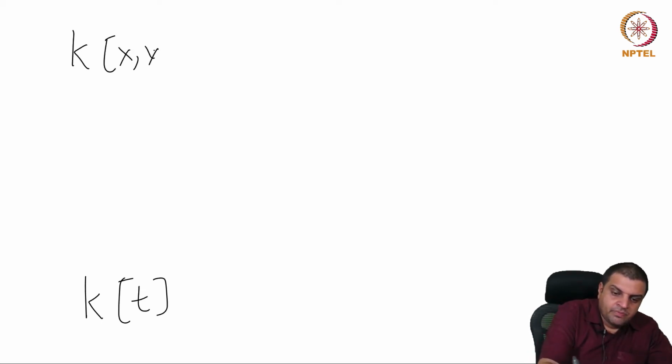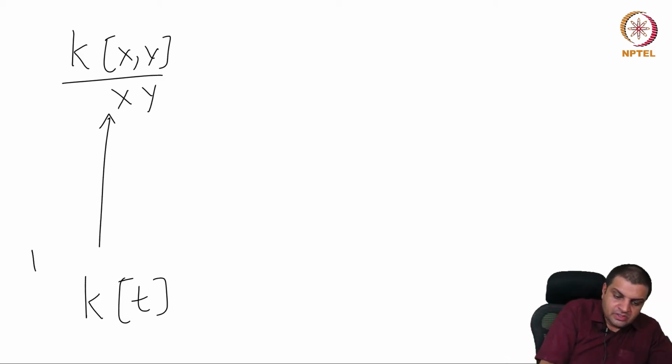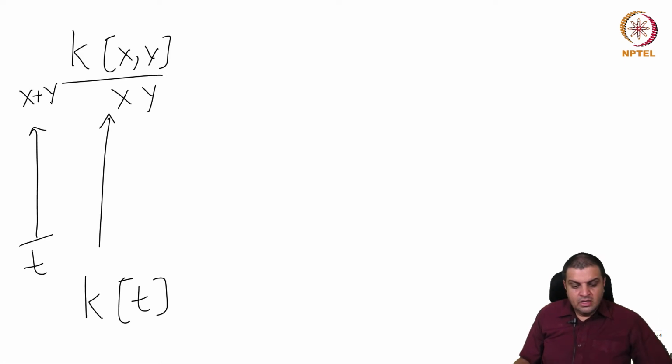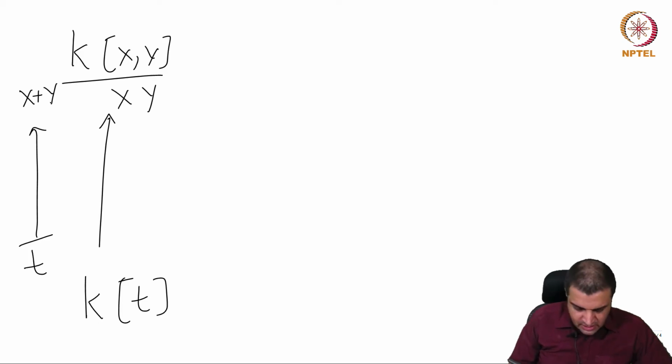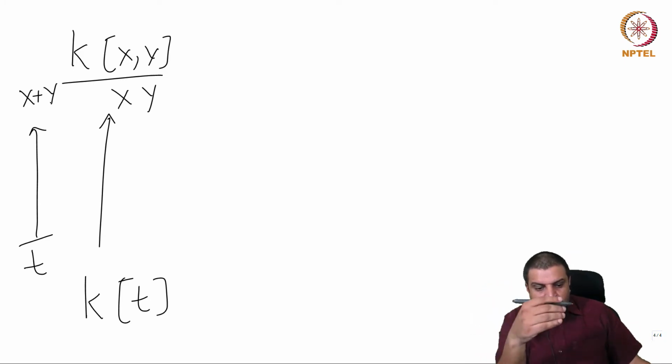Okay, so now let's look at another one. Let's modify this in a slightly different fashion. So now we consider a different variable t, and here is just k[x,y] mod xy, and this map is now t goes to x plus y. So in other words, when we say t goes to some value alpha, we are setting x plus y to some value alpha. That would be an entire line.